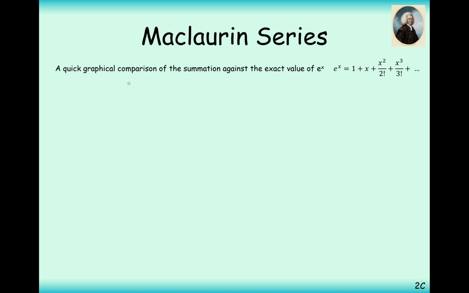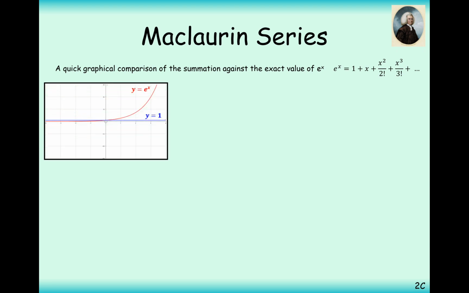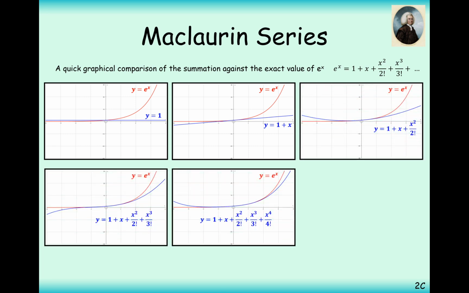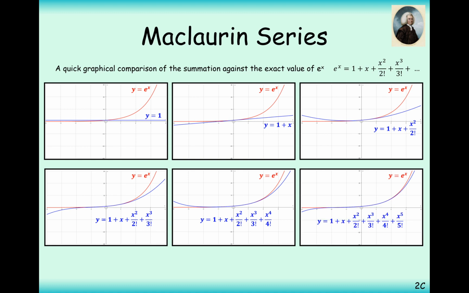So a quick graphical comparison of the summation against the exact values of e to the x. So e to the x can have the same process done to it as well, and it will be 1 plus x plus x squared over 2 factorial plus x cubed over 3 factorial. The more terms you use from the Maclaurin series expansion, the more accurate the graph gets as you draw that graph out. So you can see here, by the time it's got to the final graph, when it's written out to the power of 5, it looks pretty similar to e to the power of x.